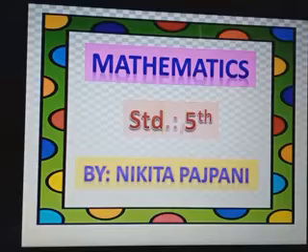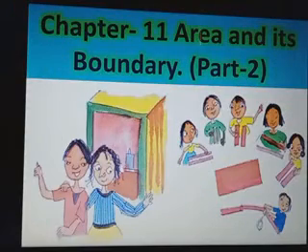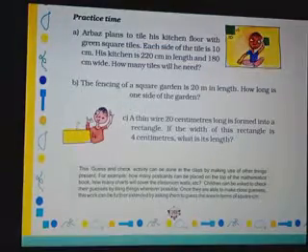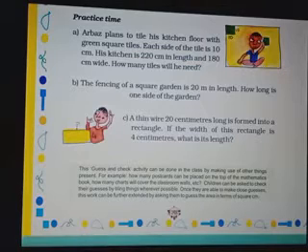Mathematics Standard 5, chapter 11, Area and its Boundary, part 2. On your textbook, page number 148, this topic of practice time is given. If you are not able to see the handwriting in the video, you can open your textbook. All the things are already given in your textbook. So let's start without wasting our time.